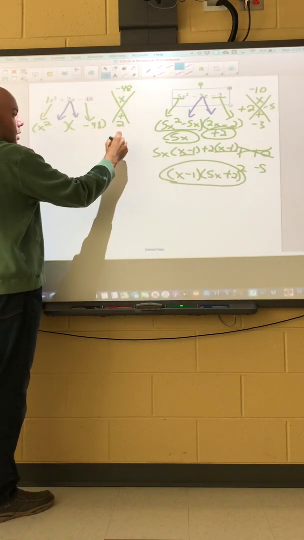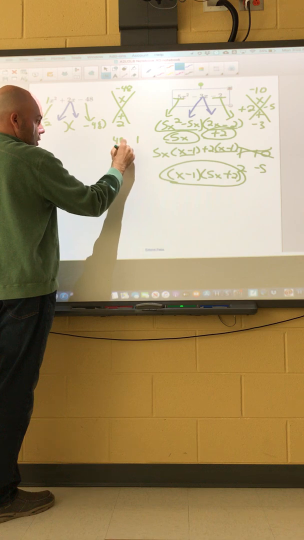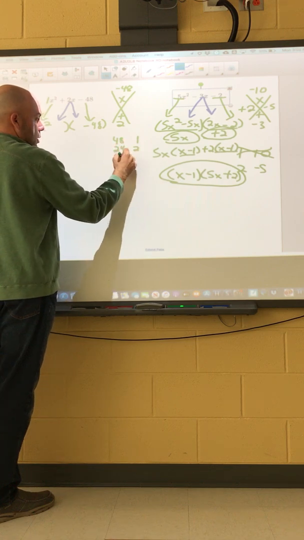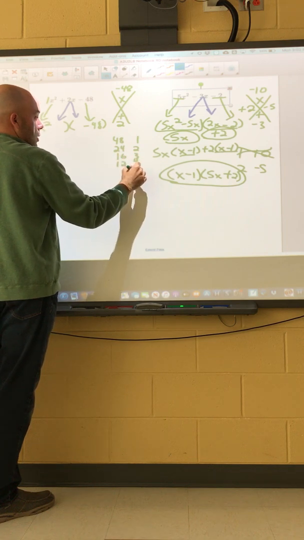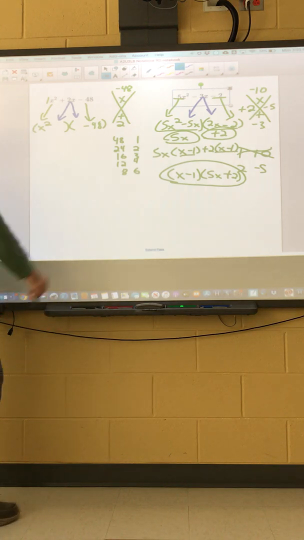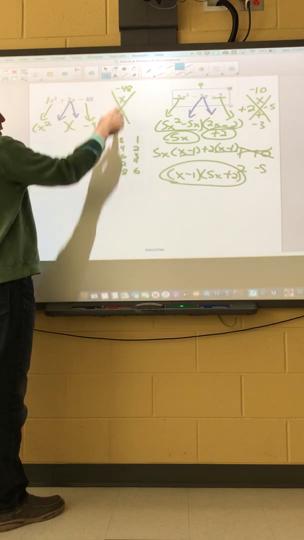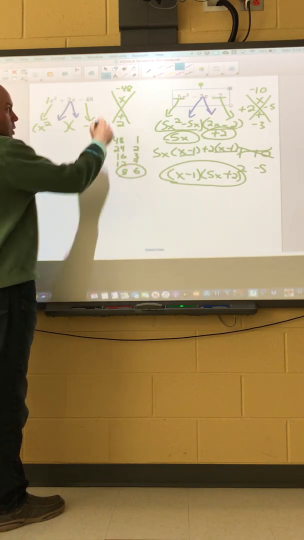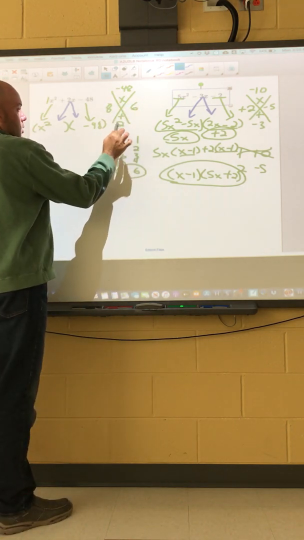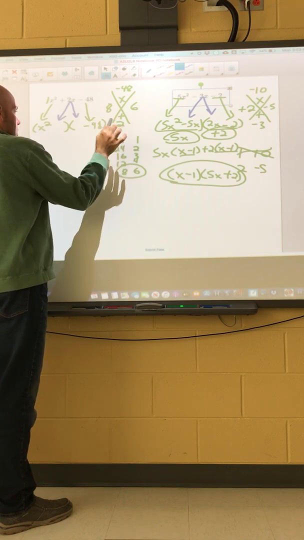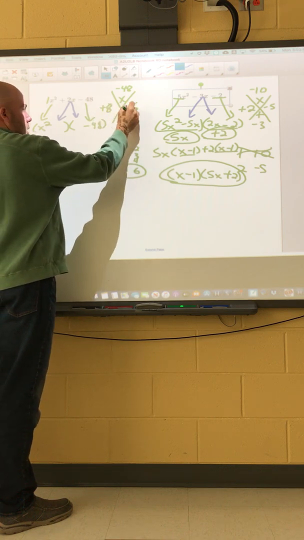So again, I need to multiply to negative 48 and add to 2. So numbers that can multiply to 48: 48 and 1, 24 and 2, 16 and 3, 4 and 12, 6 and 8, okay? Well, they've got to add to 2, so they've got to be 2 away from each other because they have to multiply to negative 48. So the ones that are 2 away from each other are 8 and 6. So I know I need 8 and 6, and now I just have to figure out what signs. Well, if it has to add to 2, whatever the number is it has to add to, that's the sign it has to be if they multiply to a negative. So I need a positive 8 and a negative 6.